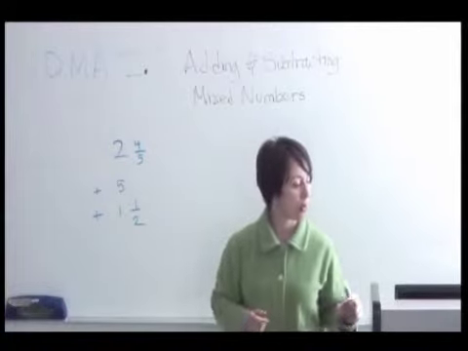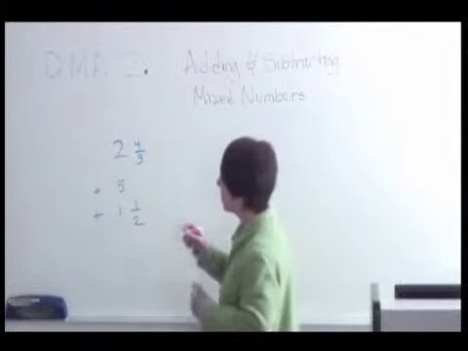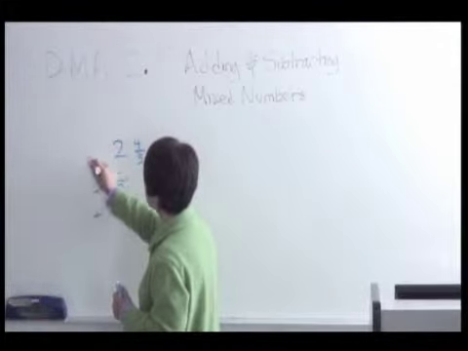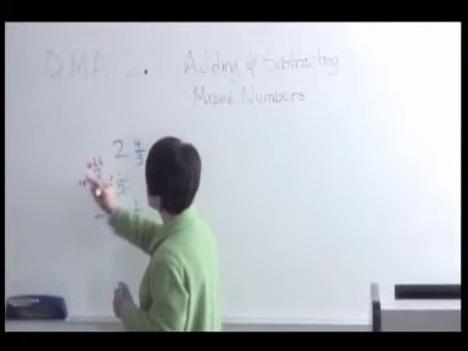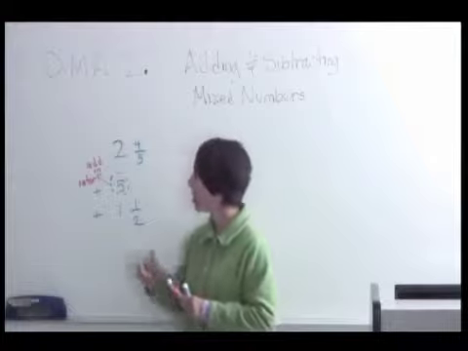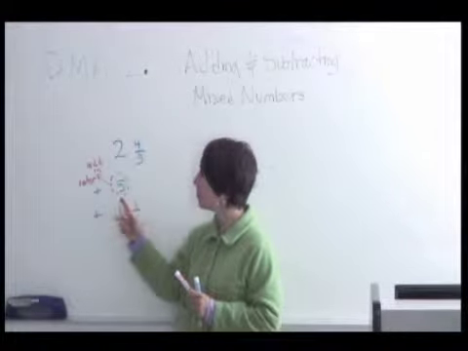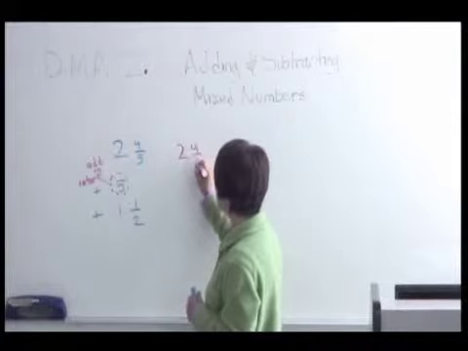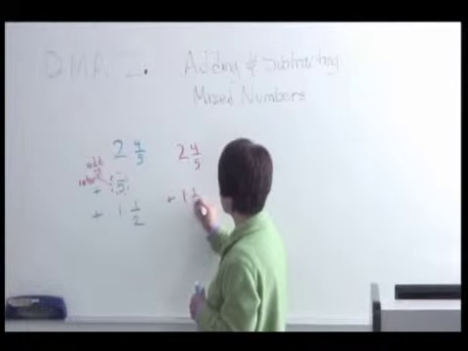So I'm going to remove this out and add in later, which I'm allowed to do. When you add, order doesn't matter. So I can wait to add this until the very end. So basically what my problem is now is 2 4/5 plus 1 1/2.